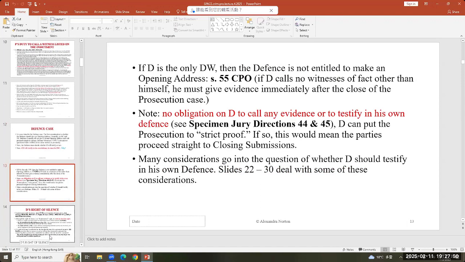But specimen jury directions 44 and 45, which deal with the right of silence and whether the defendant has an obligation to testify, make it clear that he doesn't. And if the defense call no evidence in the case, then it's called putting the prosecution to strict proof. In other words, forcing the prosecution to prove the elements of their offense, usually by cross-examining the prosecution witnesses or arguing in closing submission that, say, one or more of the elements are missing.